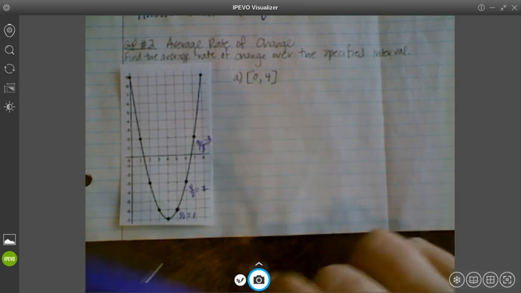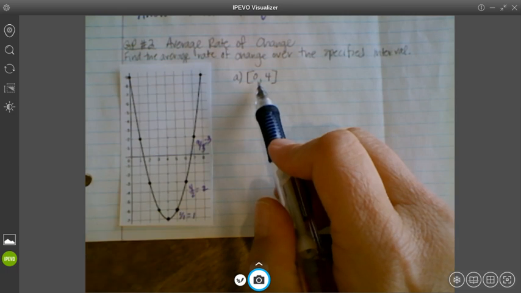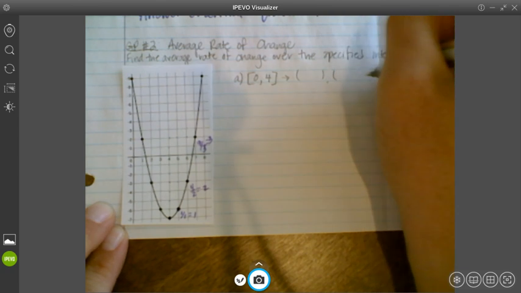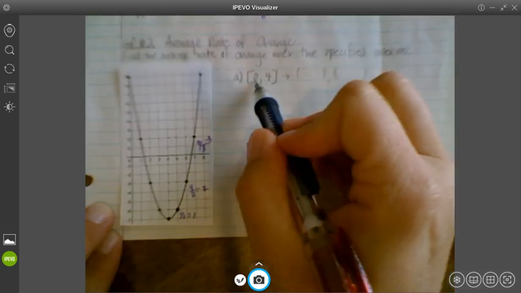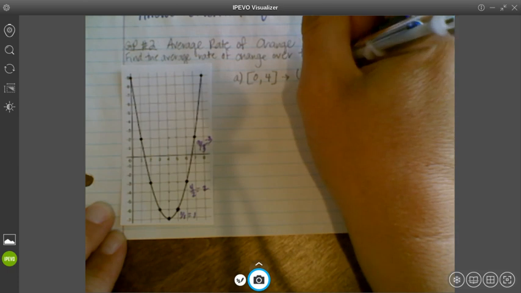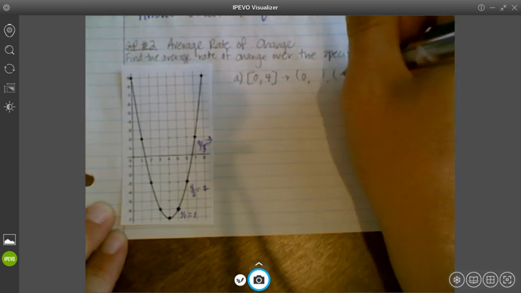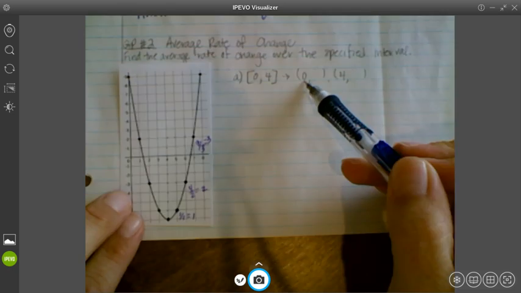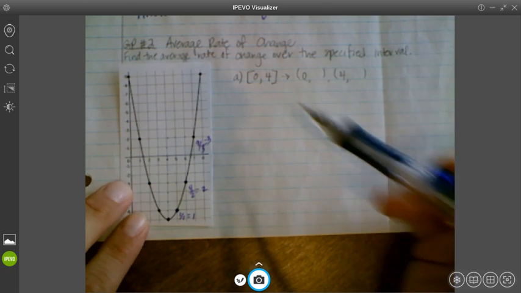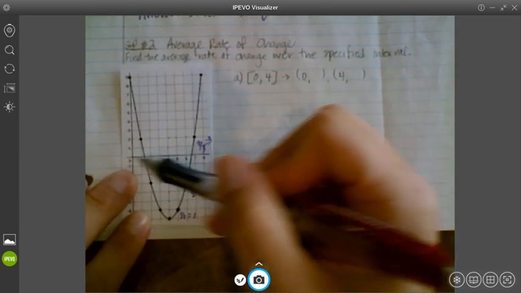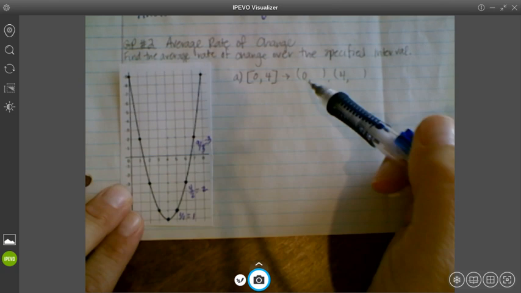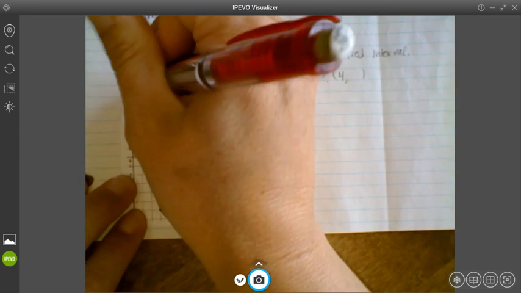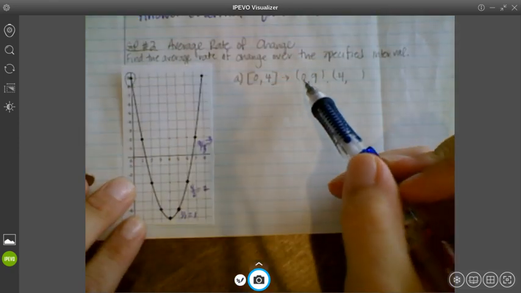Now, again, this is our domain, so this is just the x values of the points that we're looking at. We're going to take that interval and break it apart into 2 separate points. The x value of the first point is 0, and the x value of the second point is 4. So on our graph, we have to find the point where x is 0. x is 0 on the y-axis because we don't move left or right. So the point where x is 0 is at 0, 9.